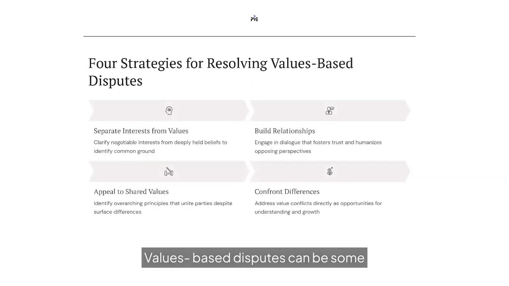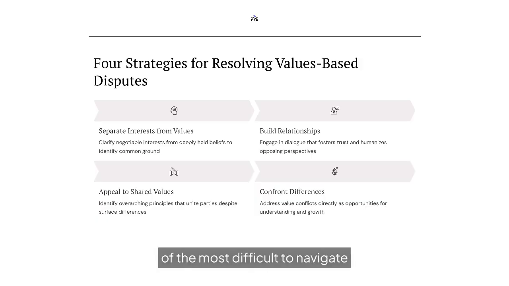partnership. Values-based disputes can be some of the most difficult to navigate because they touch the core of who we are, our beliefs, morals, and personal principles. Unlike conflicts over tasks or resources, value disagreements often feel personal. They can stir strong emotions and challenge our sense of identity. Yet, when handled skillfully, these conflicts can lead to greater empathy, understanding, and even transformation.